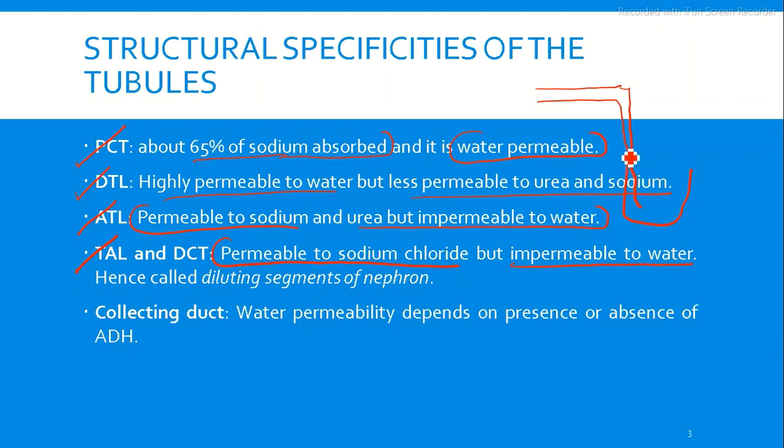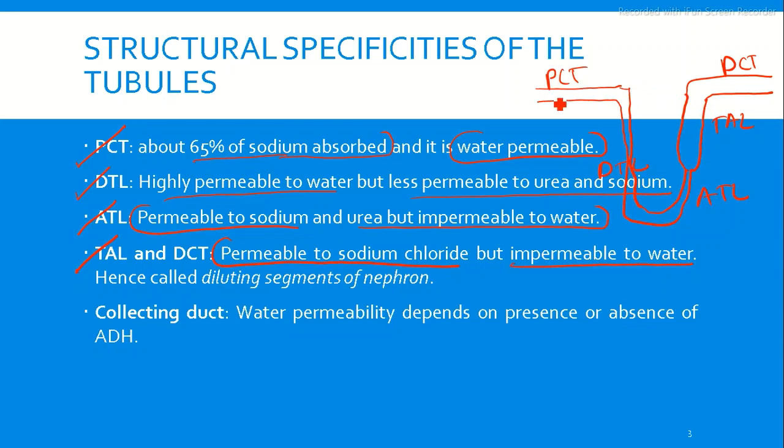So this is a descending thin limb. Then we have the ascending thin limb, and we have the thick limb. Okay, so that is the TAL process. Then we have the DCT part over here. So this is TAL, this is ascending thin limb, this is descending thin limb, and this is PCT.